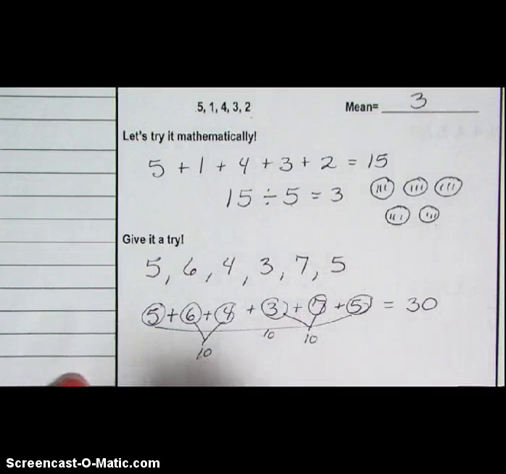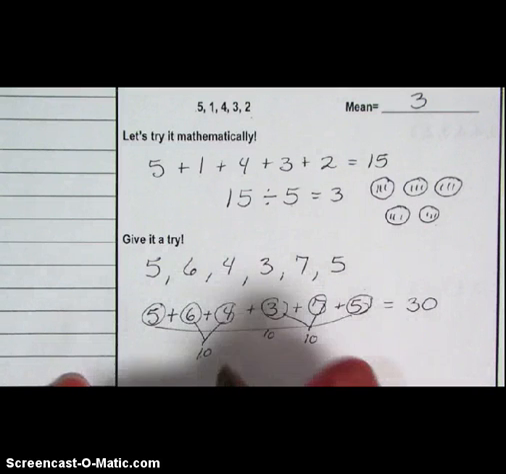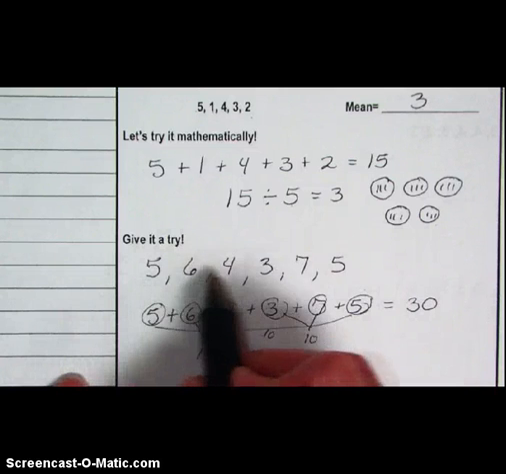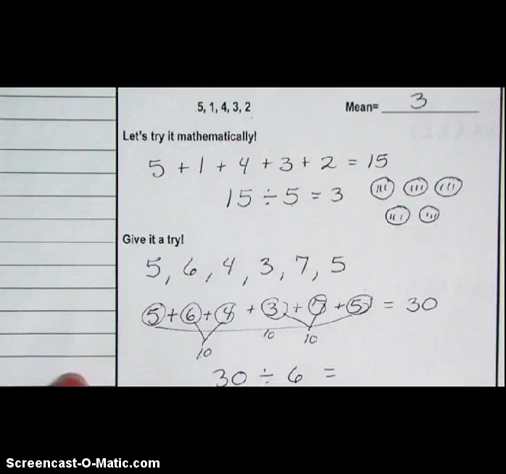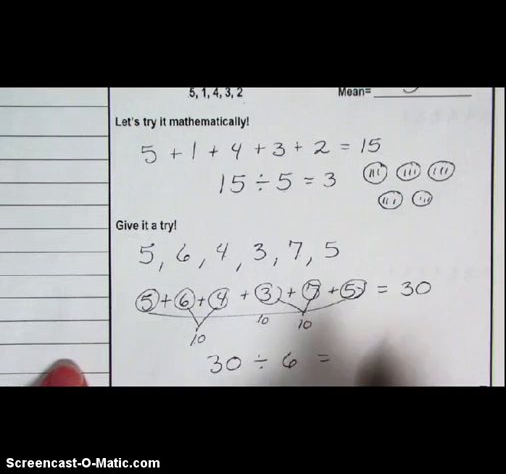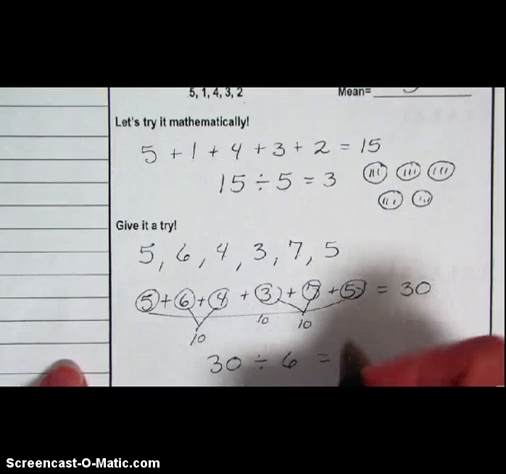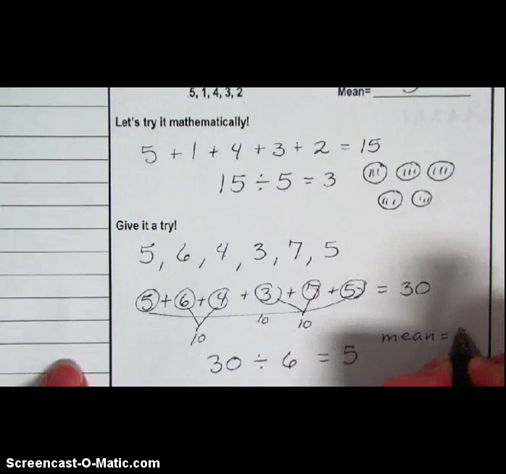And then I need to divide it by the number of numbers we have in our data set. So I'm going to take 30 and divide it by 1, 2, 3, 4, 5, 6. 30 divided by 6. Remember, if you're having a hard time doing the math on this, go ahead and draw your pictures and show this. 30 divided by 6 equals 5. So my mean for this data set is 5.